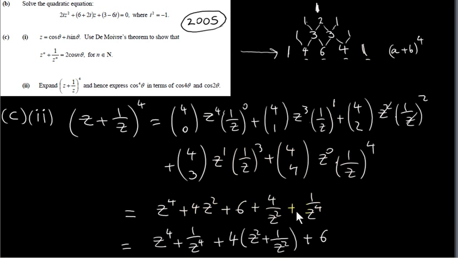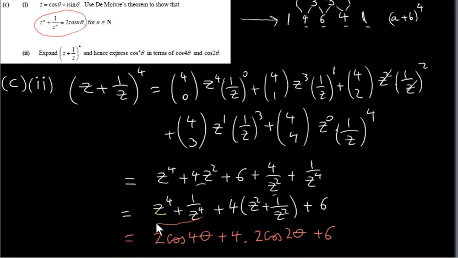Now we can write this expression as z to the power of 4 plus 1 over z to the power of 4. That's this here. We can factorize 4 out of this term and this term here. So we get 4 times z squared plus 1 over z squared, and then we have plus 6. Now the reason we do that is because we want to use this result here. So we want to apply this result when n equals 4 and also when n equals 2.